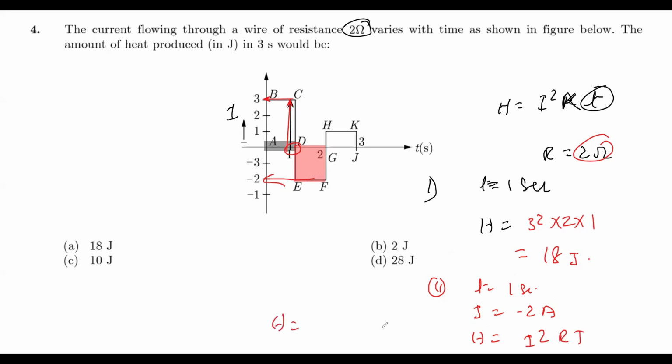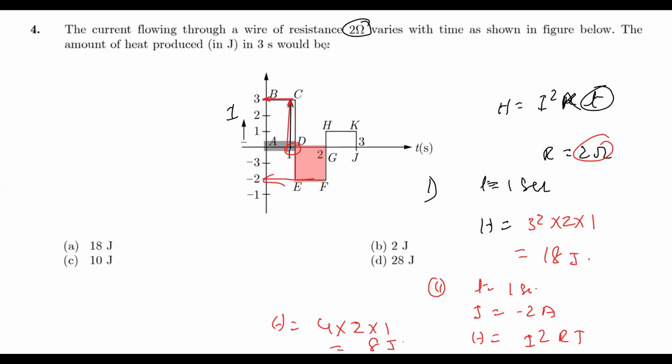H is equal to I square RT. So how much is I? I is minus 2, and the square is 4. So 4 into R, which is 2, into time, which is 1 second. 8 into 1 is 8 joule. So this is 8 joule.